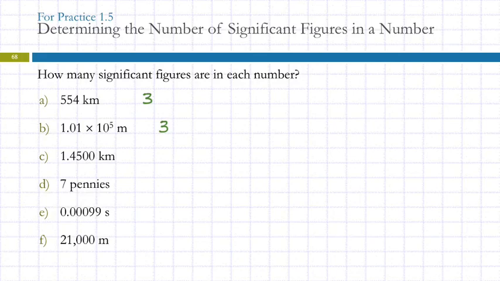About 1.4500 kilometers. 5. So we've got these trailing zeros. There is a written decimal point, so we count them. So we're going to count all of them, all 5 digits. About 7 pennies. That's an exact number.